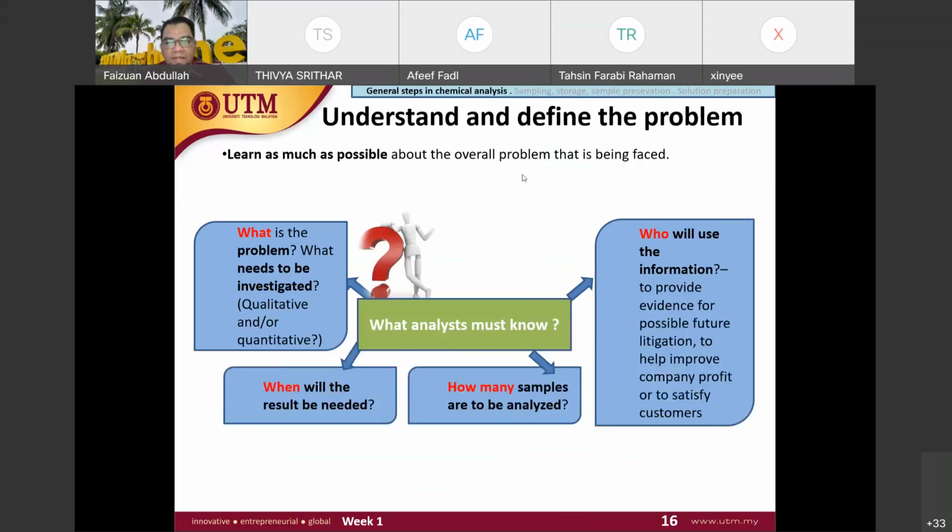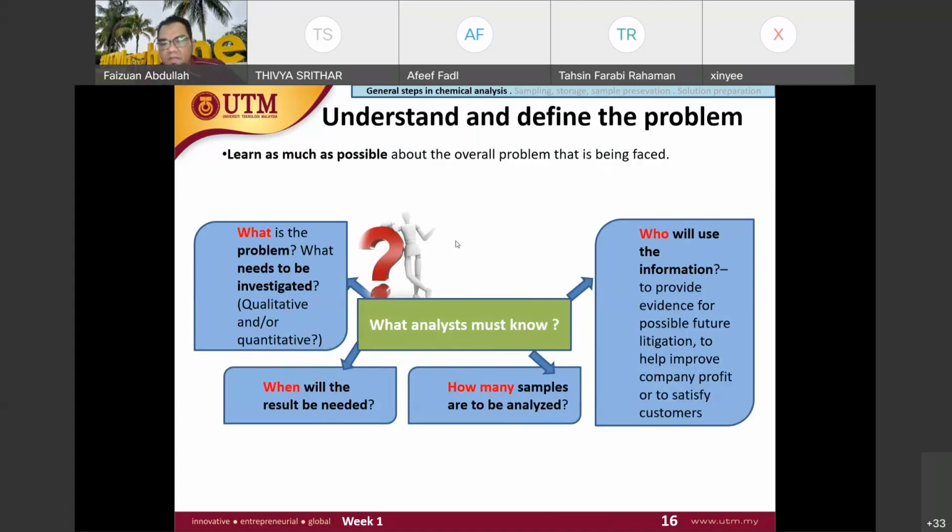And we need to understand and define the problem. We learn as much as possible about the overall problem that is being faced. What is the problem? What needs to be investigated? Okay, is qualitative or quantitative analysis needed? Okay, and then we need to know when the result will be needed. Okay, this is the step in analytical chemistry. Right? How many samples need to be analyzed? Okay, who will use the information?